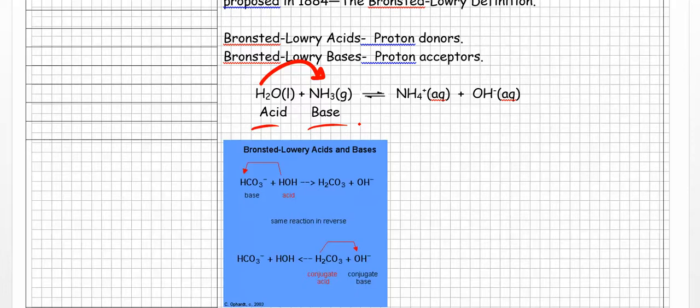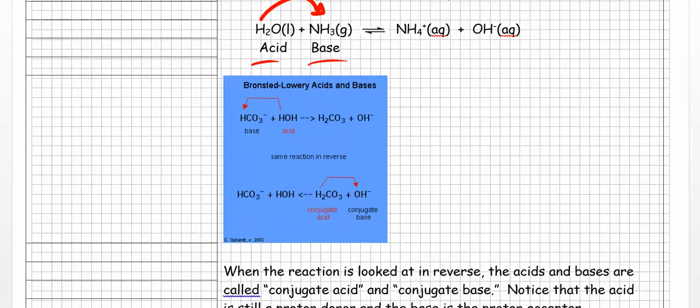All right, let's look at this little diagram here. It says Bronsted-Lowry acids and bases. So again, the water in this case is giving up a proton. How do I know? Because on the other side, it's lacking a hydrogen. In contrast, the HCO3 minus gained a proton. How do you know? Because over here it's got the proton that it didn't have over here. So it must have gained the proton. So the acid is the water and the base is the HCO3 minus.